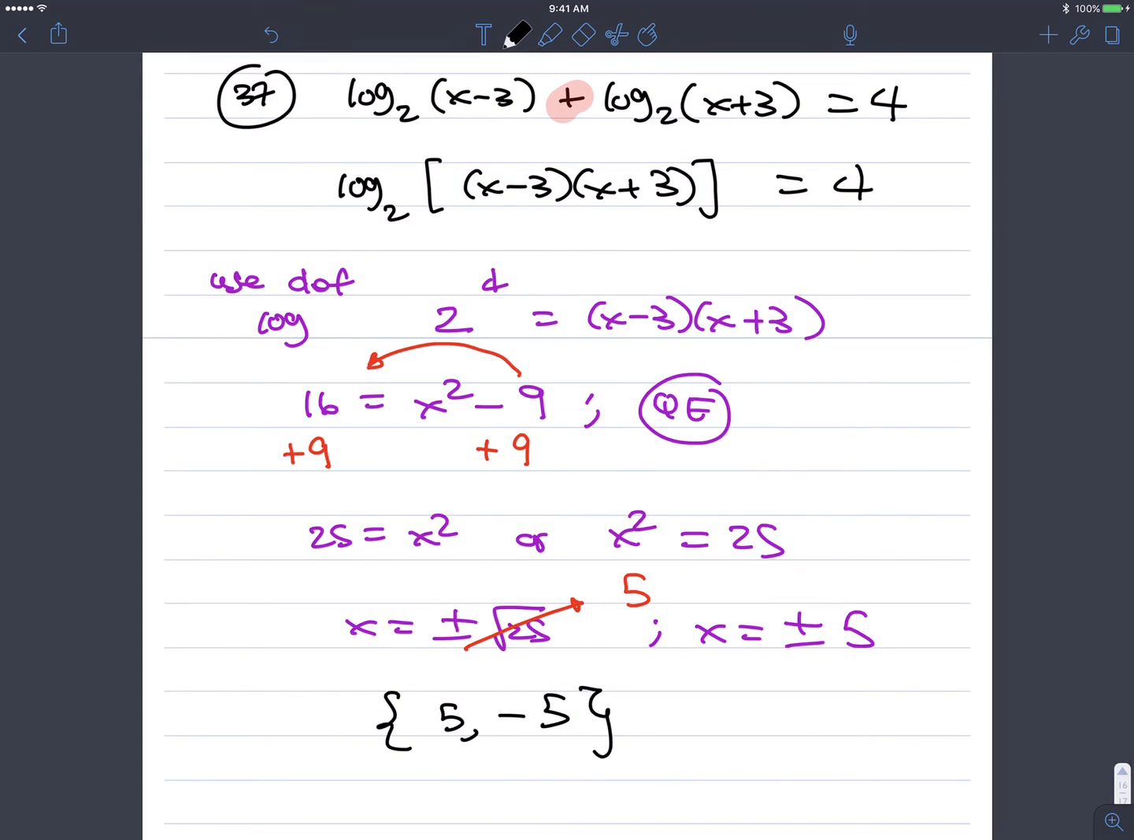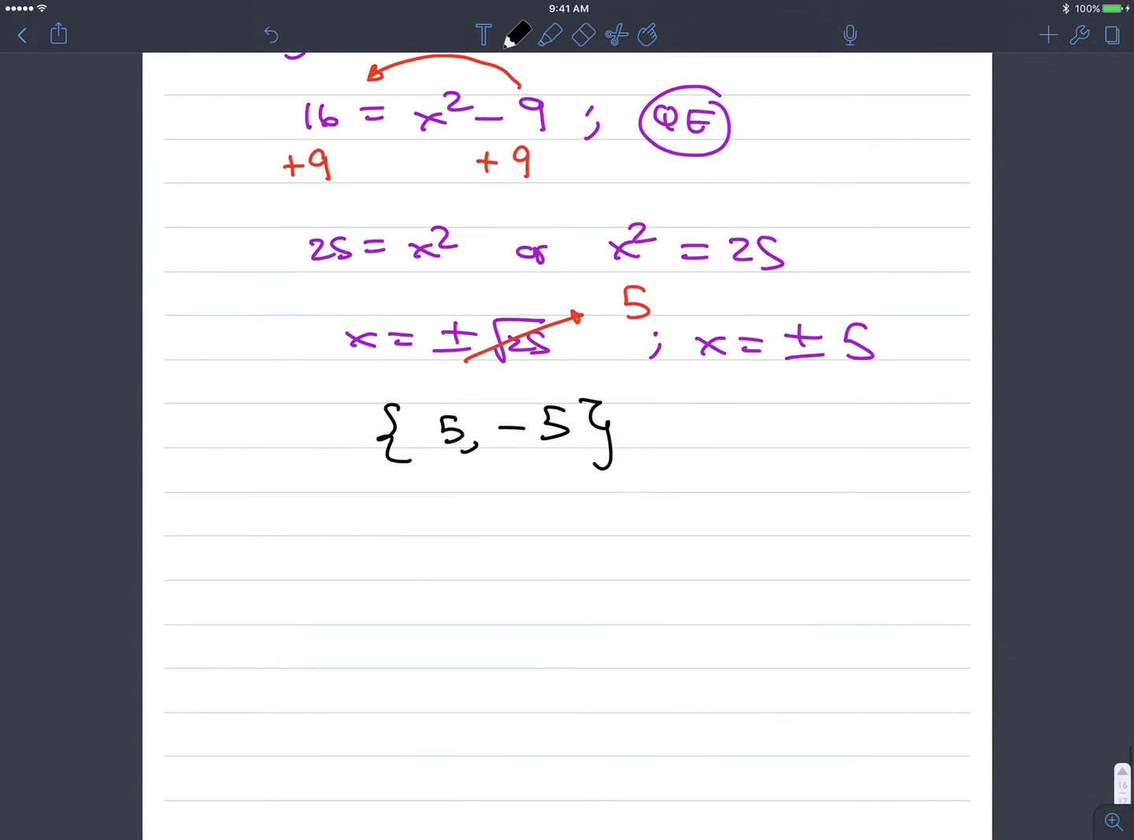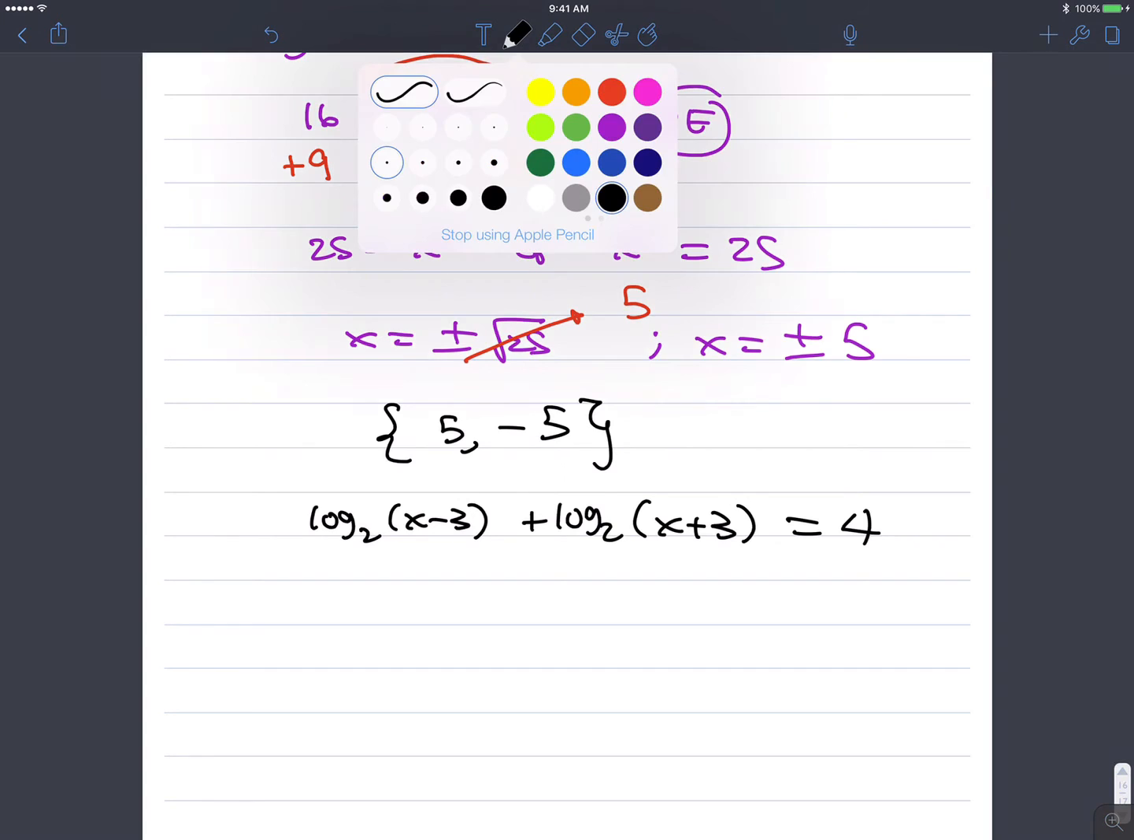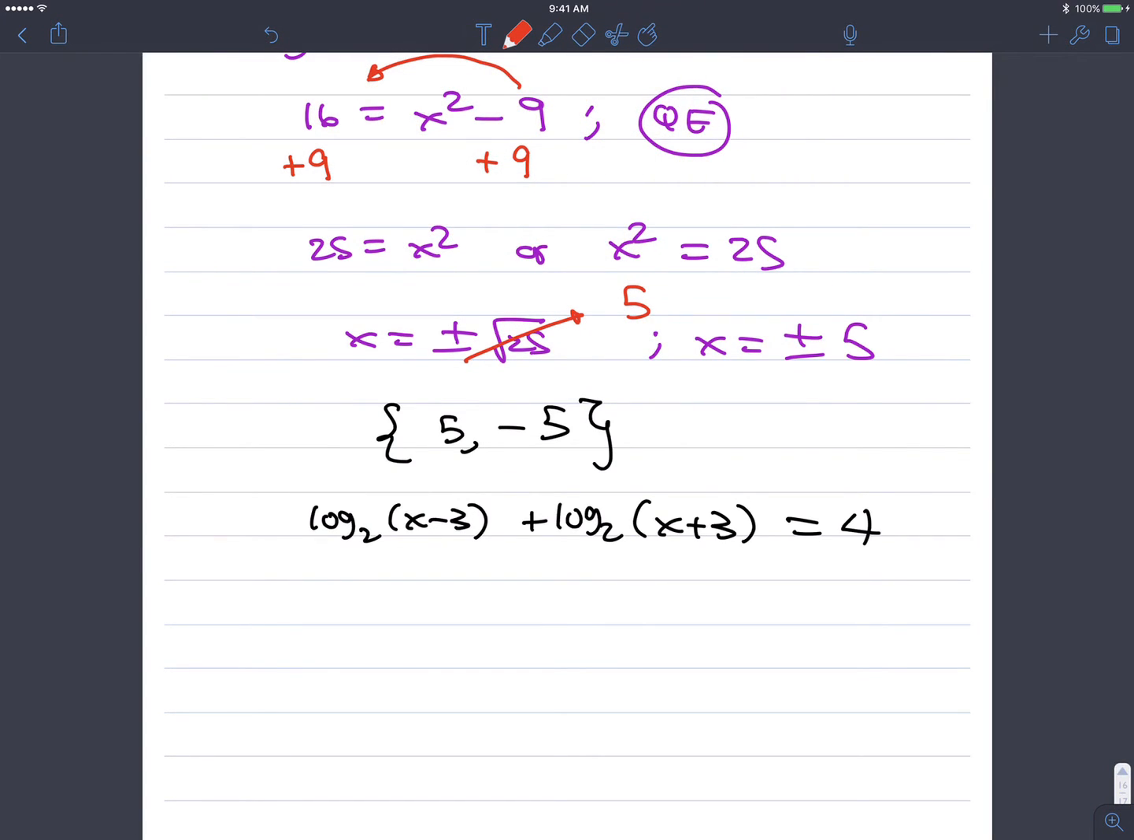And now let's go back here. Now here's what we're saying. Let's go back to the original question, 37. 37 is saying this: log base 2 of x minus 3, plus log base 2 of x plus 3. That's supposed to equal 4. What we're going to be concerned with now is when we plug in a value like 5 here.